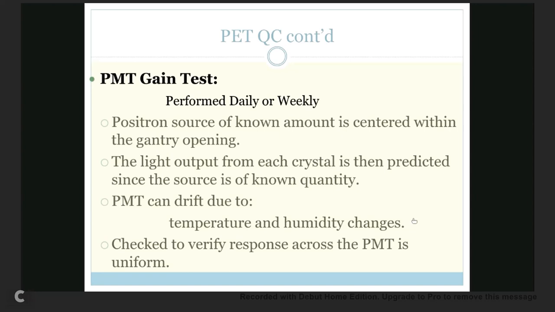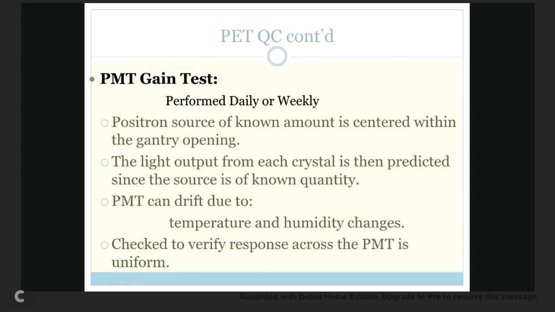Check to verify the response across the PM tube is uniform. Okay? So you want to make sure that what you're putting in is what you're going to get out, because remember, the purpose of the PM tube is to amplify the light that came in through the crystals. And remember, once the light gets into the PM tube, what does it convert into? Electrons. Correct. So you have to amplify those electrons. Okay?